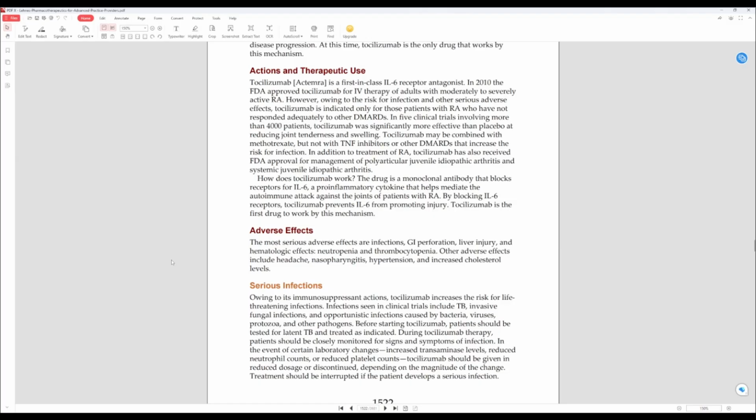How does it work? Well, the drug is a monoclonal antibody that blocks receptors for interleukin-6, a pro-inflammatory cytokine that helps mediate the autoimmune attacks against the joints of patients with RA. By blocking interleukin-6 receptors, tocilizumab prevents interleukin-6 from promoting injury. Tocilizumab is the first drug to work by this mechanism.